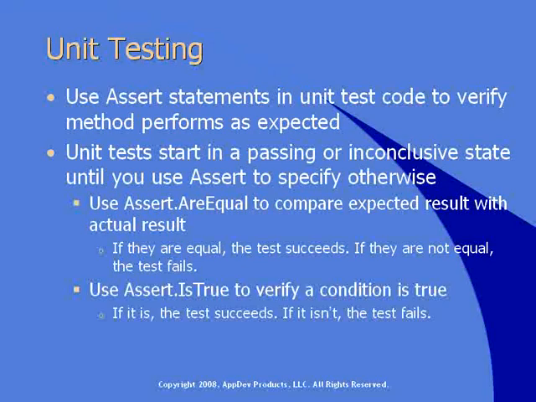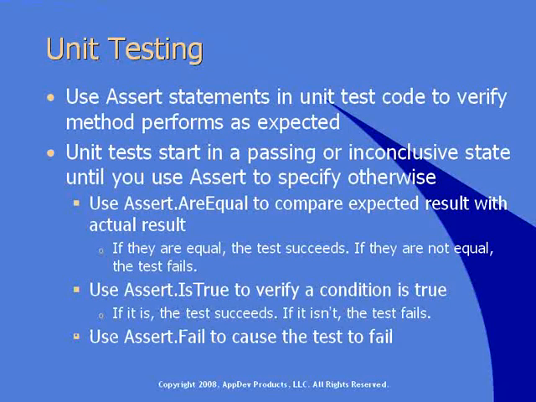Another assert you can use is Assert.IsTrue, and you'll use that to verify that a condition is true. If it is, then the test succeeds. If it isn't, the test fails. You can also use Assert.Fail to cause the test to fail. So you might have a method that is crashing. In your unit test, you could wrap it in a try-catch, and in the catch, add the Assert.Fail, because obviously if the method crashes, then the entire test fails. So let's go see how to create unit tests in Visual Studio.